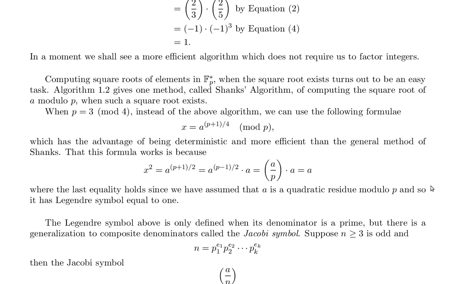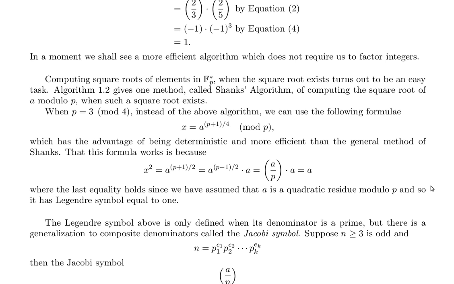When p equals 3 mod 4, instead of the above algorithm, we can use the following formula: x equals a^((p+1)/4) mod p, which has the advantage of being deterministic and more efficient than the general method of Shanks. That this formula works is because x squared is a^((p+1)/2), which is a^((p-1)/2) times a, which is the Legendre symbol (a/p) times a, which equals a, where the last equality holds since we have assumed that a is a quadratic residue modulo p, and so it has Legendre symbol equal to 1.